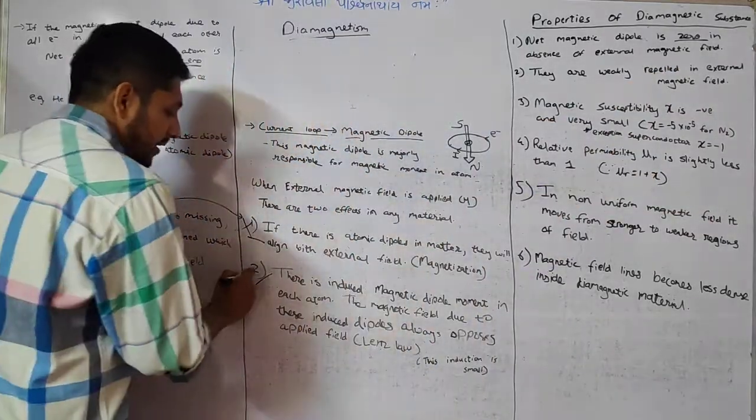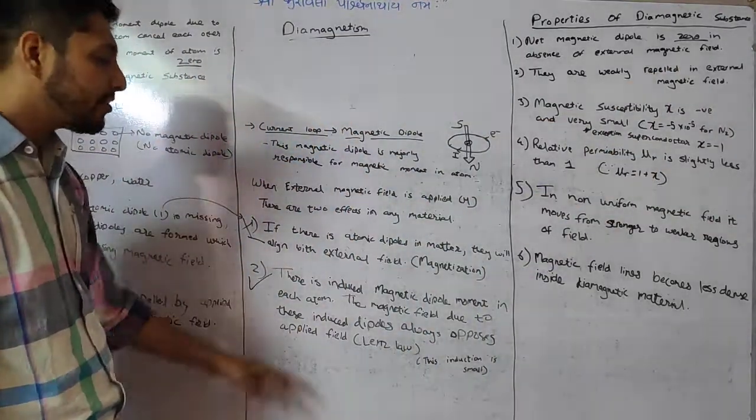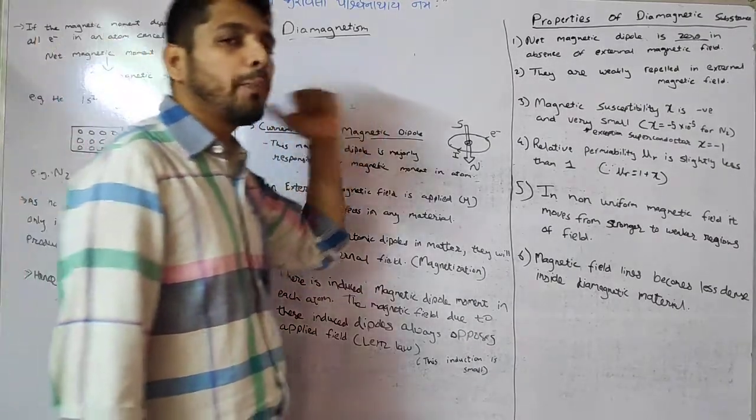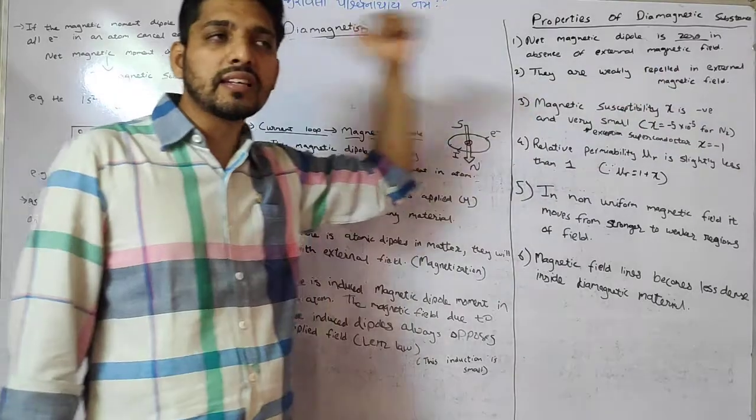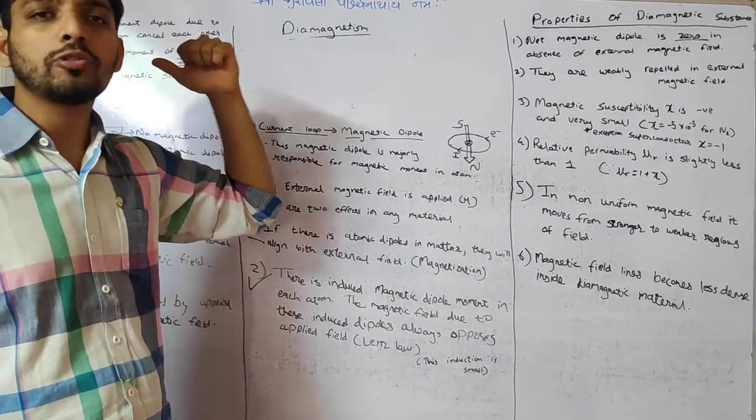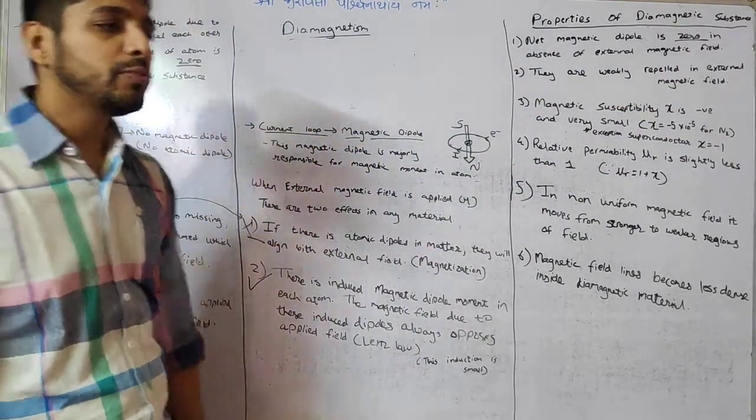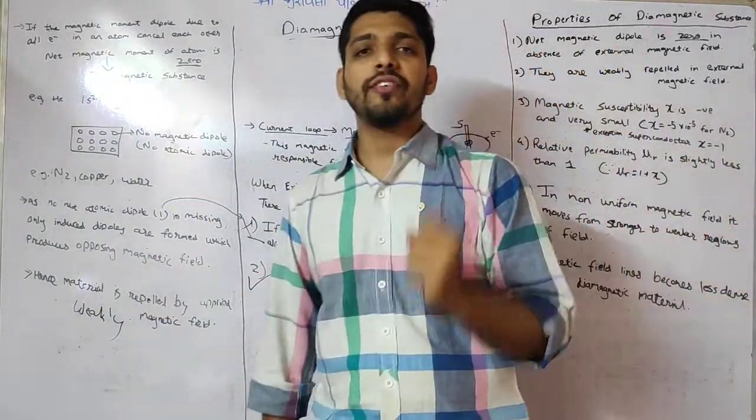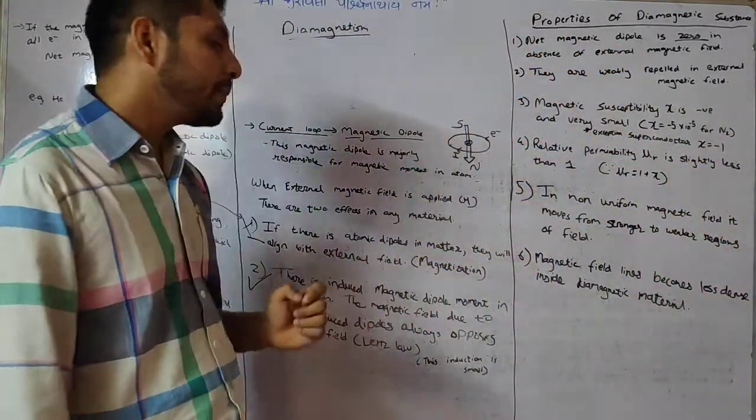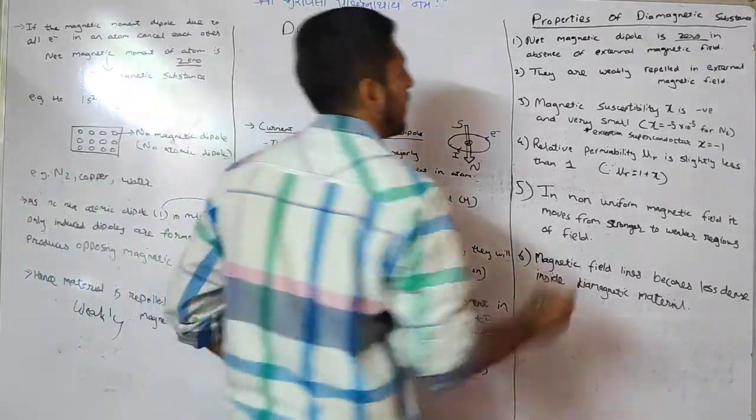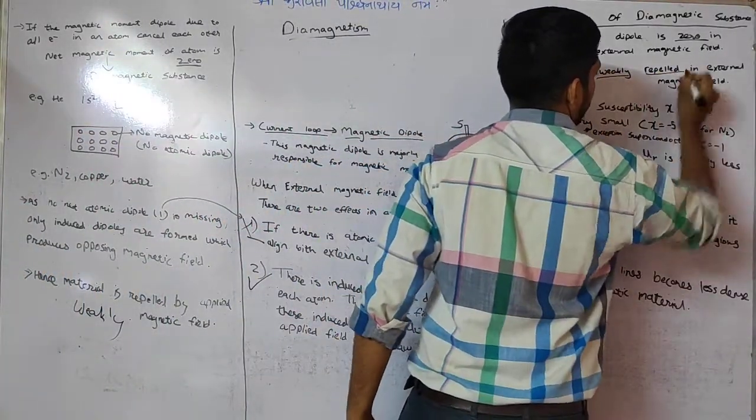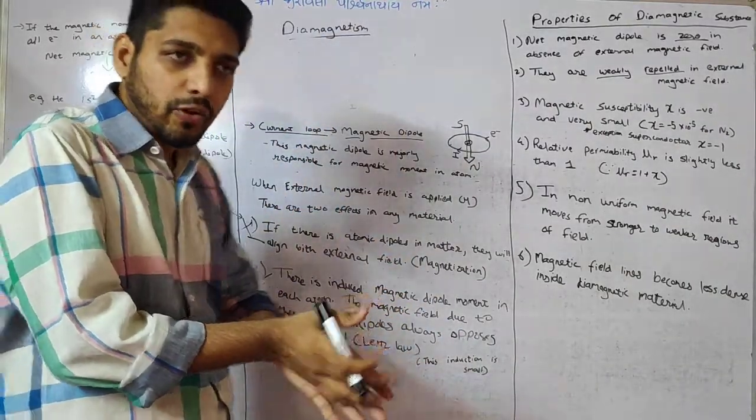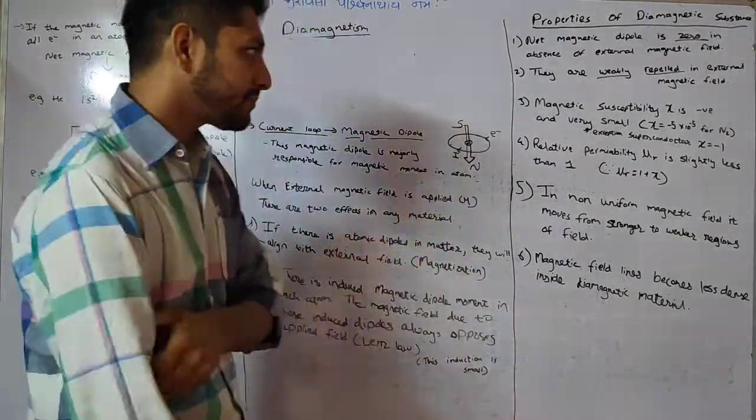The second property says they are weakly repelled in an external magnetic field. Here we have seen it is mainly due to Lenz's law, the induced magnetic dipole that is created in the opposite direction. If the magnetic field is in this direction, the induced magnetic dipole is produced in the opposite direction, which means both will repel each other. But this effect is very small, so it will be repelled very weakly. Whenever this substance is kept in an external magnetic field, it will be repelled, but very weakly.